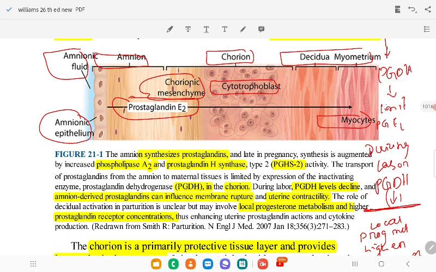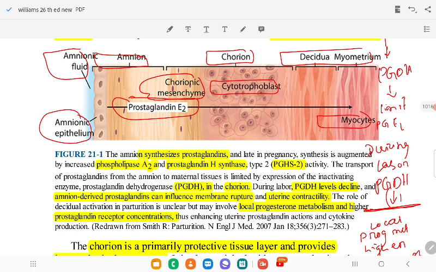What happens? The amnion synthesizes prostaglandin, but this prostaglandin is unable to cross, because it is metabolized by prostaglandin dehydrogenase. So the prostaglandin cannot reach the maternal compartment, and that prevents premature activation of contraction that would lead to preterm labor. During labor, what happens?